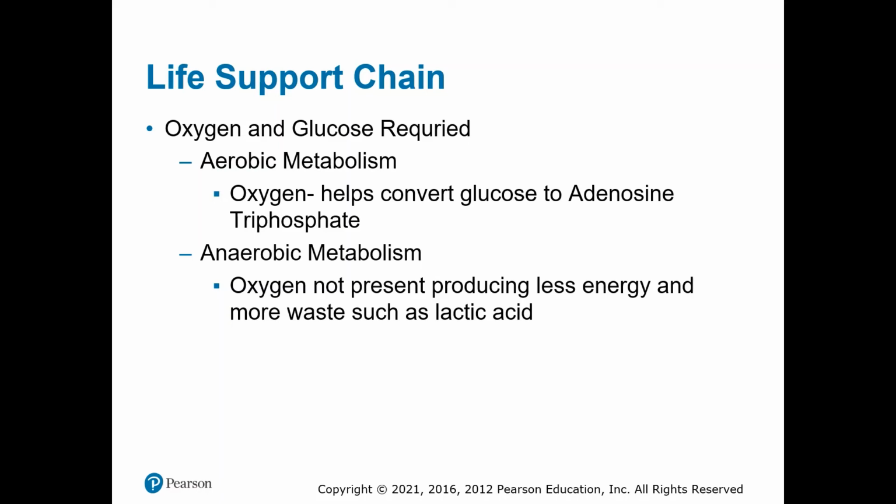Then our anaerobic metabolism is when oxygen is not present, producing less energy and more waste, such as lactic acid. So what happens when we use anaerobic metabolism is that the cells are not getting the oxygen that they need, so they can't produce the 32 ATP. Okay, they produce like 2 to 3 ATP when they are using anaerobic metabolism. So that's a vast difference between 32 with aerobic metabolism and 2 to 3 with anaerobic metabolism.